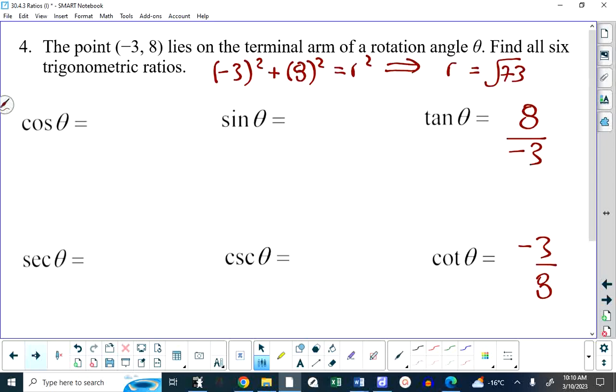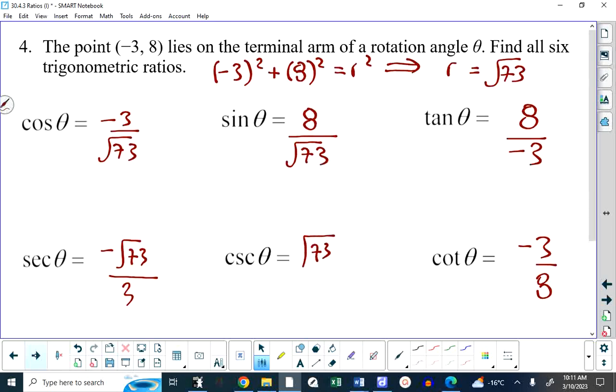So that's r. Cosine is x over r. Secant, take the reciprocal. Sine is y over r. Cosecant, take the reciprocal.